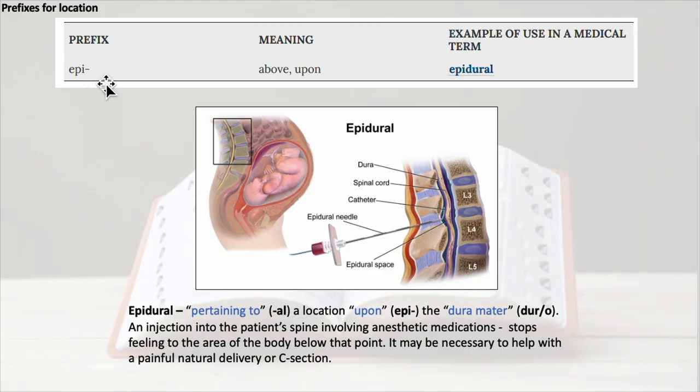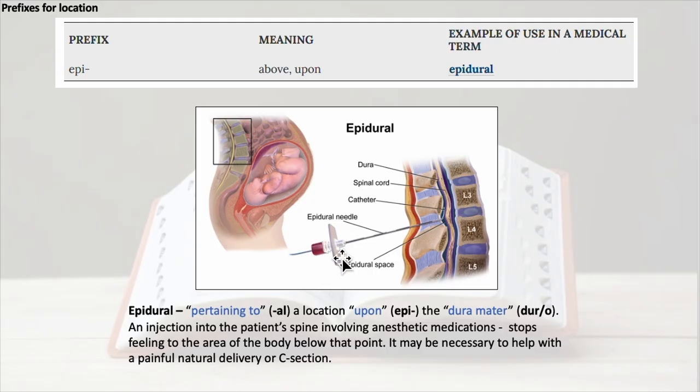Okay, and now we have epi. Epi refers to above or upon, and the example here is epidural. So an epidural, this term directly translates to, again, al, pertaining to, upon, or above, if you will, the dura mater. So the dura mater, and we'll discuss this when we focus on the nervous system in an upcoming unit, but the dura mater we can see highlighted here, and it represents the very outer layer of the membranes that surround the brain and spinal cord. And these membranes are referred to as the meninges.